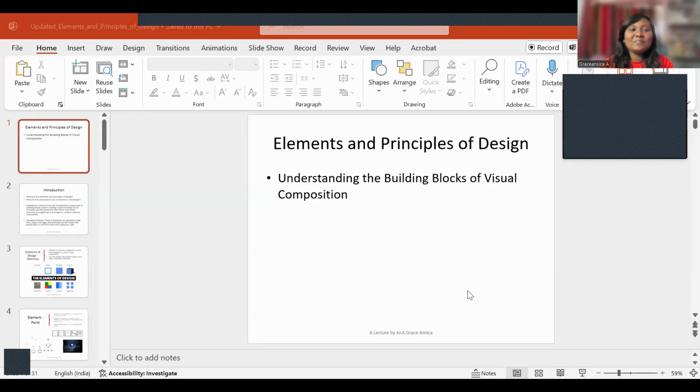Hello everyone. So we are here in another unit of basic design. It's a very important unit. It's elements and principles of design. So let's go to the subject.